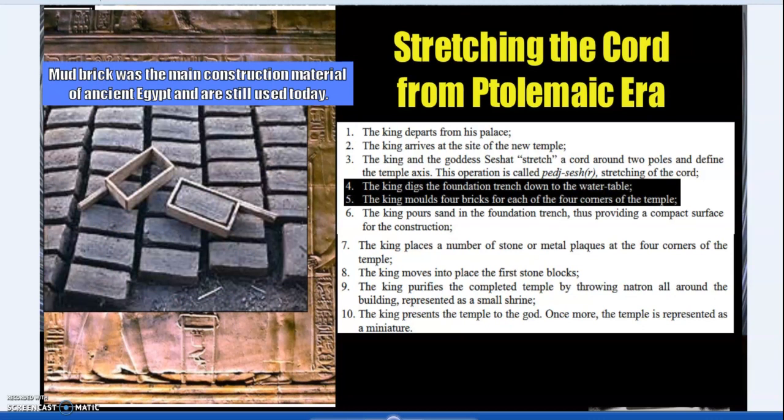Then the king molds four bricks. Now we think Egypt, stone, but most of Egypt was mud brick, and even some of it, like the walls around Karnak and other places, we see that these are mud brick. It's a very, very sturdy material. They knew what they were doing in terms of making them. The king molds four bricks at the four corners of the temple. So we've aligned the temple. We found north in the axis. Now most temples along the Nile are aligned to follow the river themselves, but they also have an orientation point.